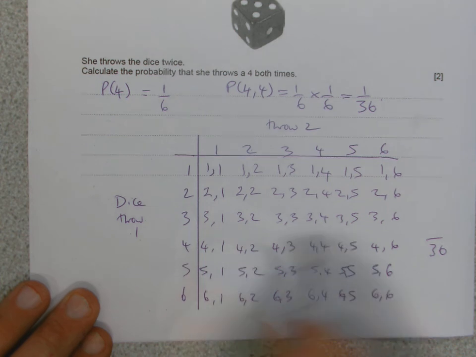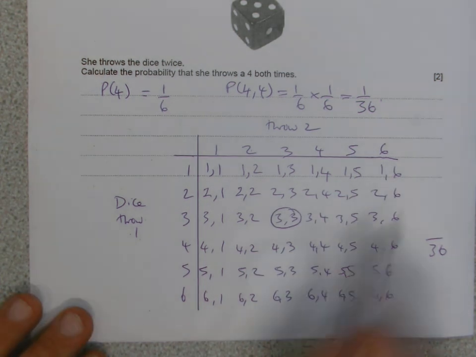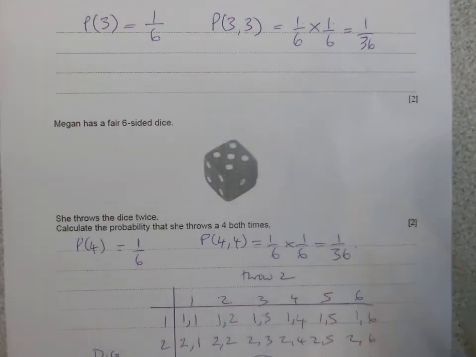Now let's see where 3 occurs twice. Well, it only occurs twice on one occasion, so 1 out of 36. So that's one way of doing it. Obviously, it's a lot quicker using the AND rule. You just multiply the probabilities.